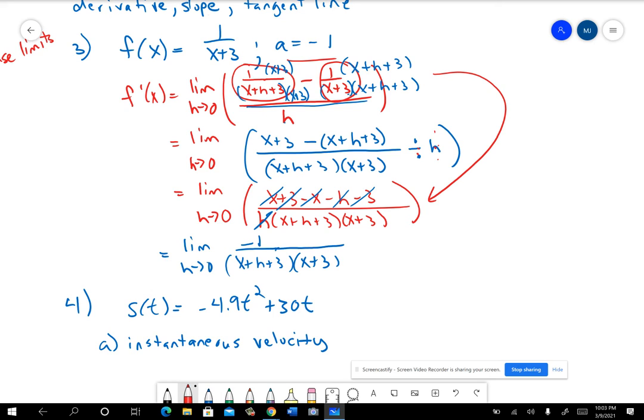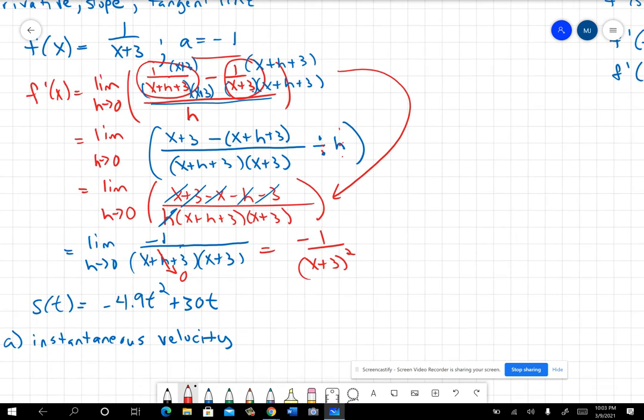And then what we'll do at this point is get the derivative part. As h goes to 0, this would go to 0, and we'd wind up then with -1 on top, and then the x plus 3 squared. So we would get that if we did the low d high minus high d low over the low squared. We would also get that. Okay, so that's the formula for f prime of x.